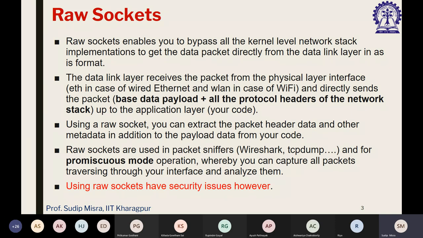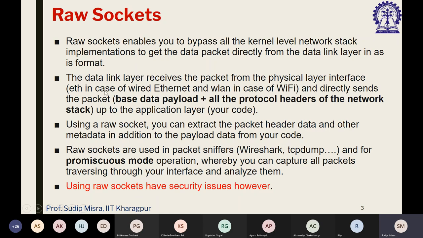Now this data link layer, what it does at the receiver end, it receives the packet from the physical layer interface, right? So this is very clear. The physical layer of the receiver will act first, and the physical layer passes the data onto the data link layer, which receives the packet from the physical layer.